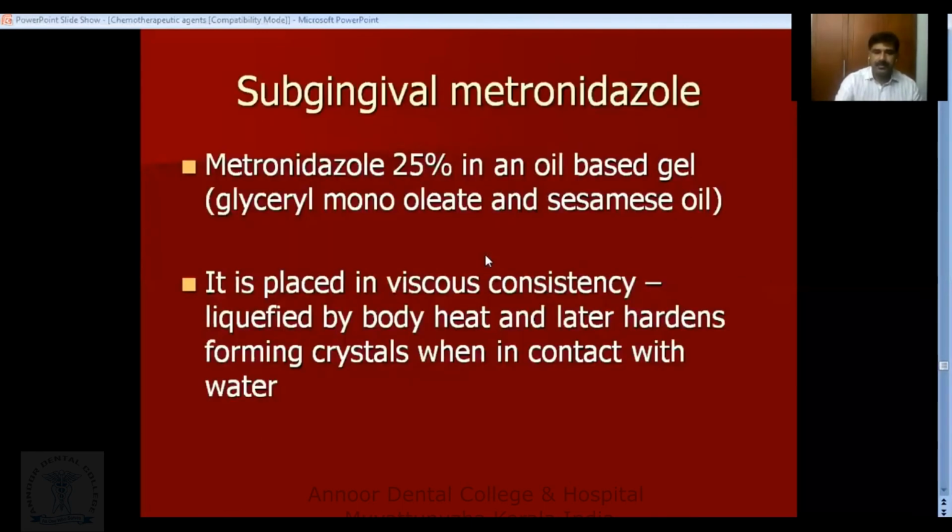Now this is the minocycline system. Then we have metronidazole. Now this is commonly known by the name of Elyzol, and the concentration of metronidazole here is 25%. And you have glyceryl monooleate and sesame oil. The advantage of this is, when you inject this, it is in liquid form, but when it absorbs heat from the body, it solidifies there. So it forms crystals and remains within the periodontal pocket. That is an advantage of this metronidazole gel, known as Elyzol, which contains metronidazole 25%.